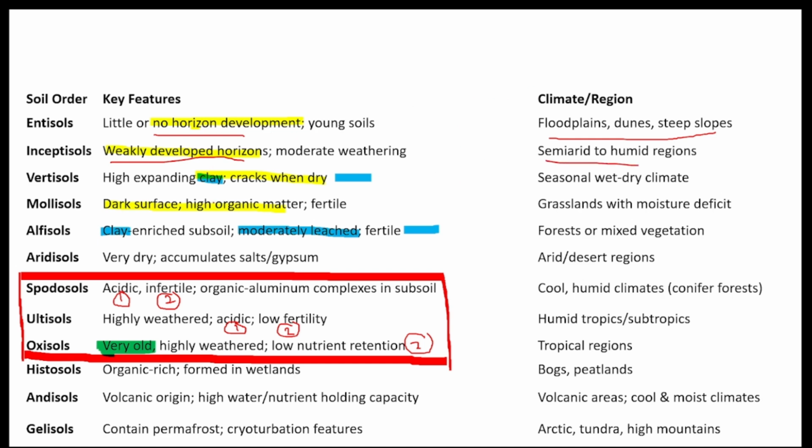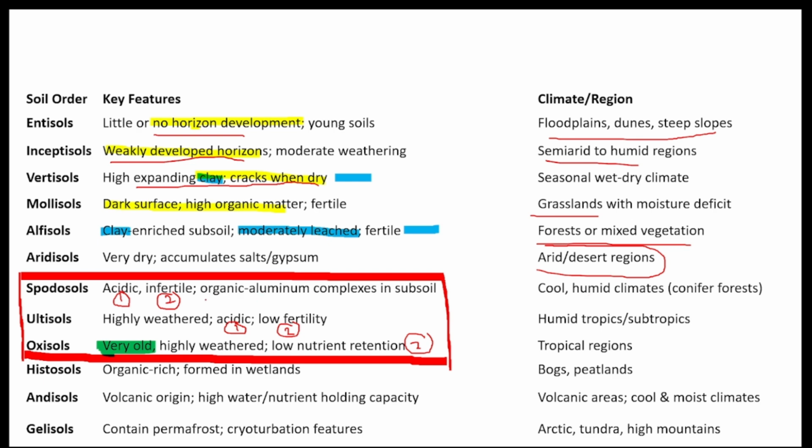Then vertisols, they have expanding clay cracks. When they are dry, they do crack. Then mollisols, I told you mollisols has grassland, they are found in grassland. Then alfisols, alfi is what? Alfi are associated with forest or mixed vegetation. Aridisols, everyone's favorite, arid. Then we have spodosol, ultisol, oxisol. Oxisol is the easiest most.